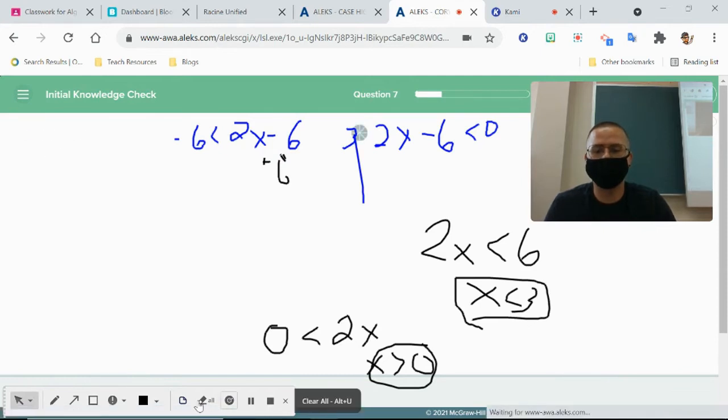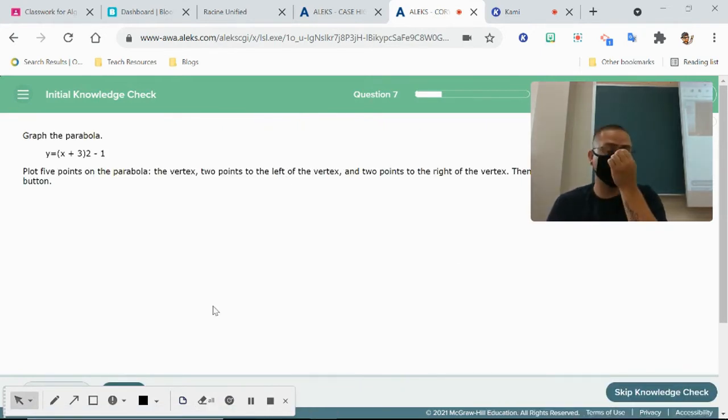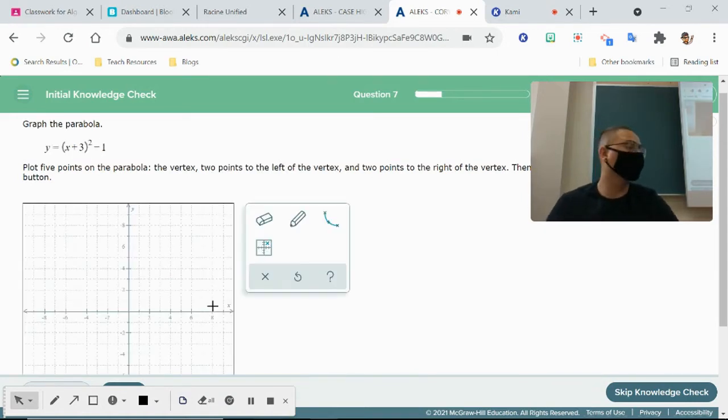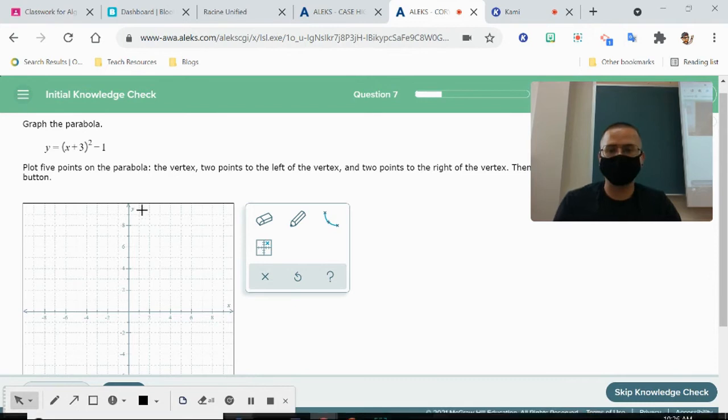Compound inequality. That's not something we talked about. Parabolas. We did not do any graphing of parabolas. A parabola is a U-shaped graph. You get that from functions that have x squared. Normally in algebra we don't cover this, but you should know what the shape is. You will do a lot of this in Algebra 2.